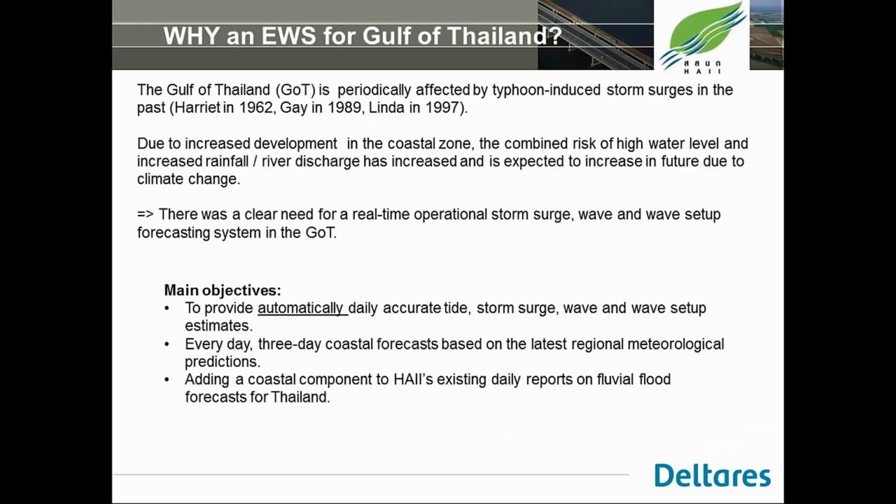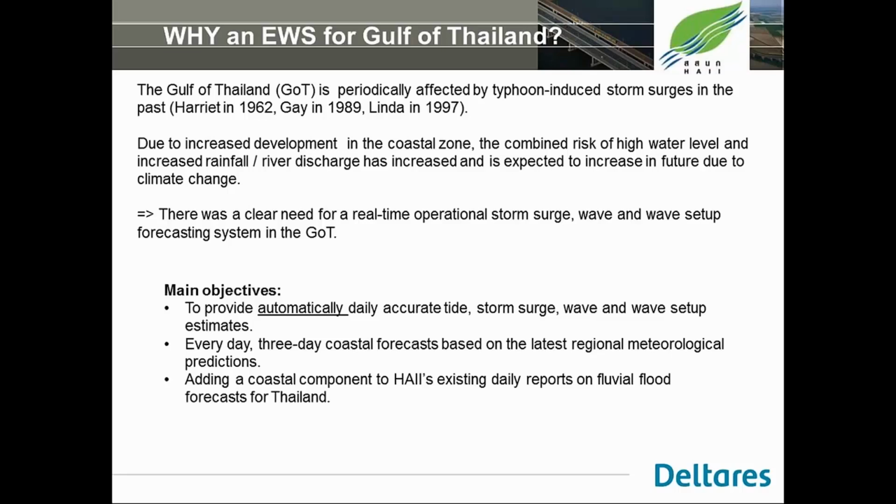Why was there a need for an early warning system in the Gulf of Thailand? Well, this region is affected regularly by tropical storms or by the remnants of tropical storms. About once per decade, there's a very strong storm affecting this part of the world. And there was the need, especially given the recent development along the coast, both in terms of increase of population and infrastructure, and then also you have issues related to increased rainfall and climate change.